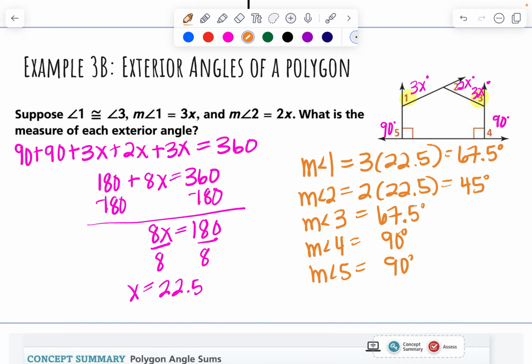I can double check by adding all these together. And if I added 67.5, 45, 67.5, 90, and 90, I would get 360, which is what I'm supposed to get.